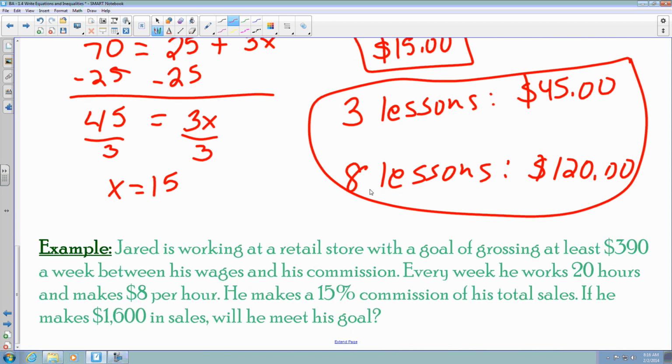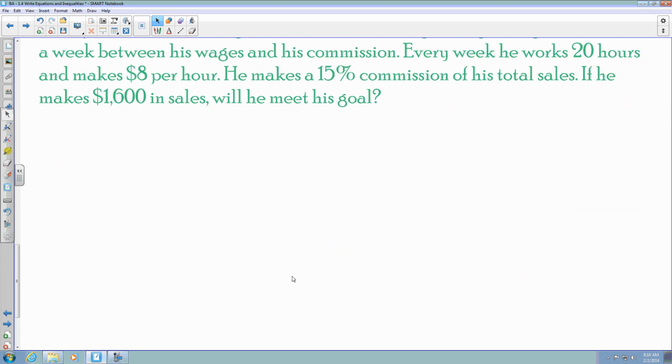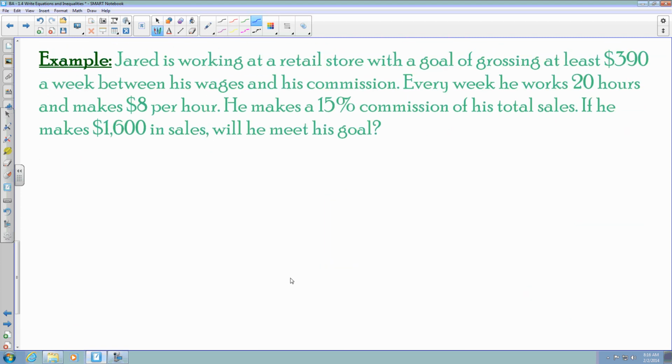Okay. Let me get a little bit more room. There we go. All right, so Jared is working at a retail store with a goal of grossing at least $390 a week between his wages and his commission. Every week he works 20 hours and makes $8 an hour. He makes a 15% commission on his total sales. If he makes $1,600 in sales, will he meet his goal?